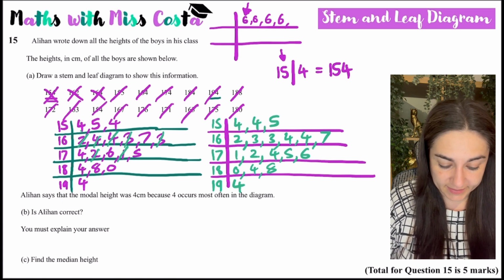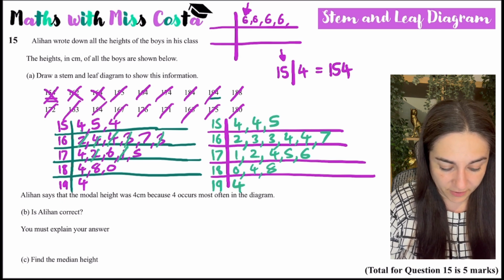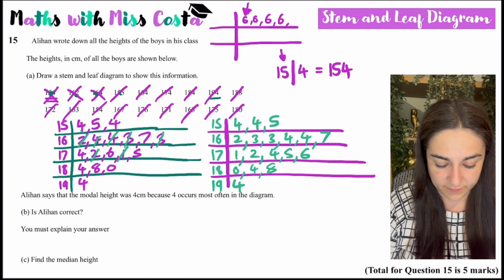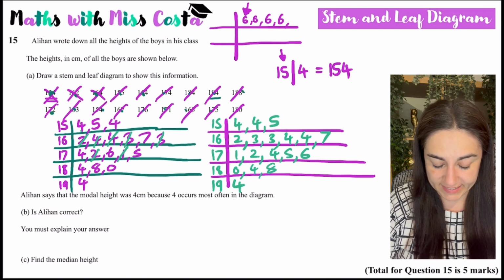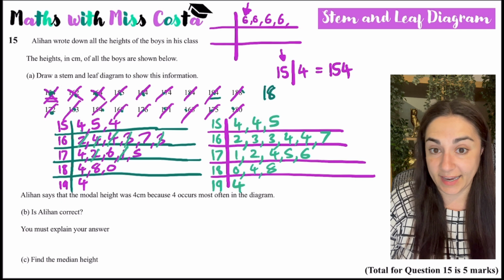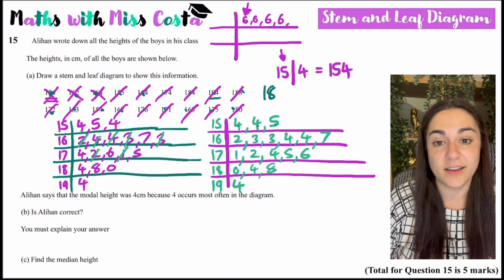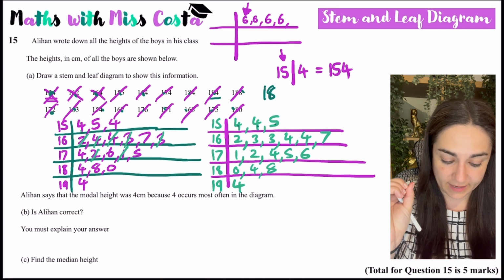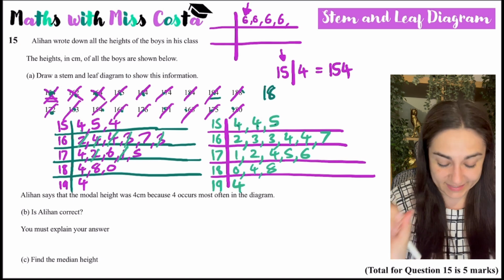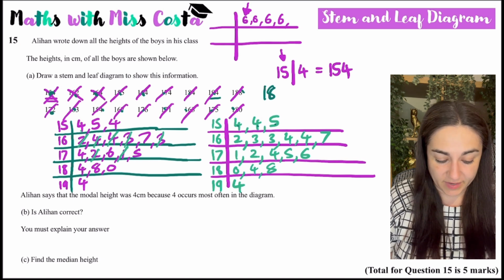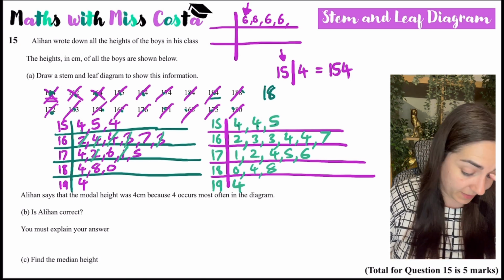Also double check. So how many numbers were there in total? There's 1, 2, 3, up to 18. So that means you need 18 things in your stem and leaf diagram. So 1, 2, 3, up to 18. So you know you've got it right. If you haven't, then do it again and see what you might have missed out. So that is my stem and leaf diagram.